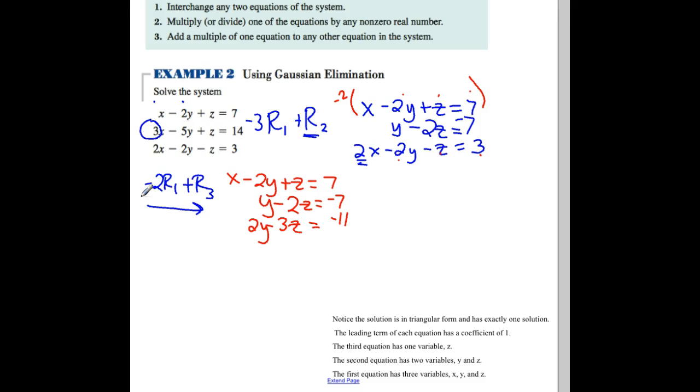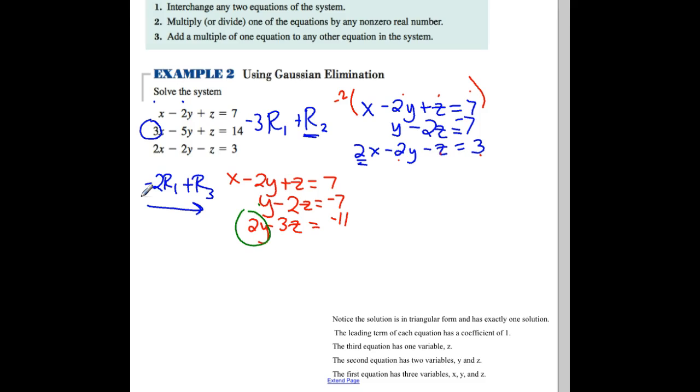Have I made the x's look the way they're supposed to look, where there's a single x in the top and none in the other two equations? Yes? Okay. Now I can move on and try to get the y's to be the way I want them. And that is to have a single y here, which I do, but to have no y's here.